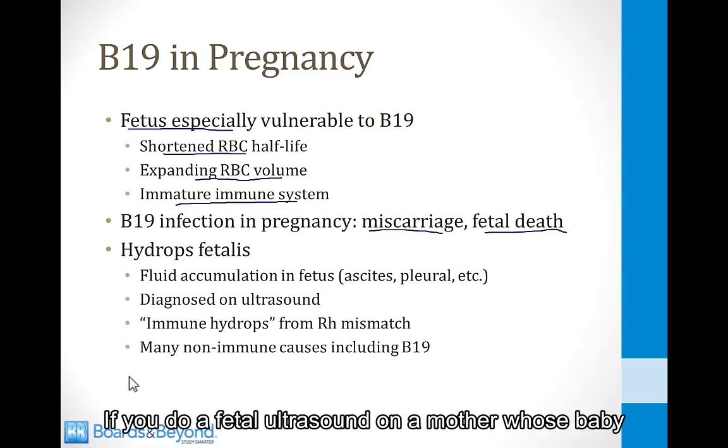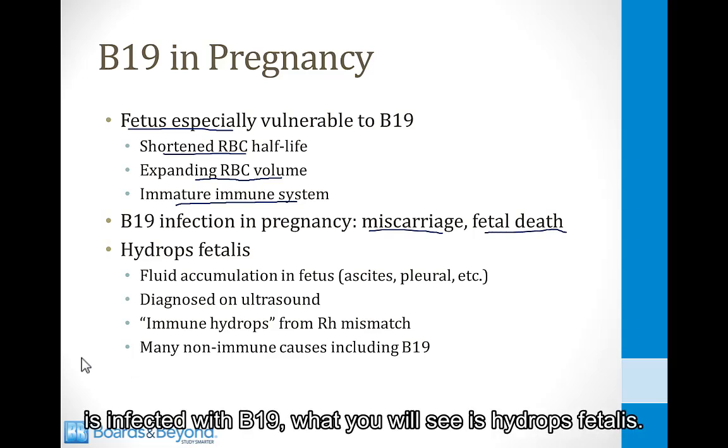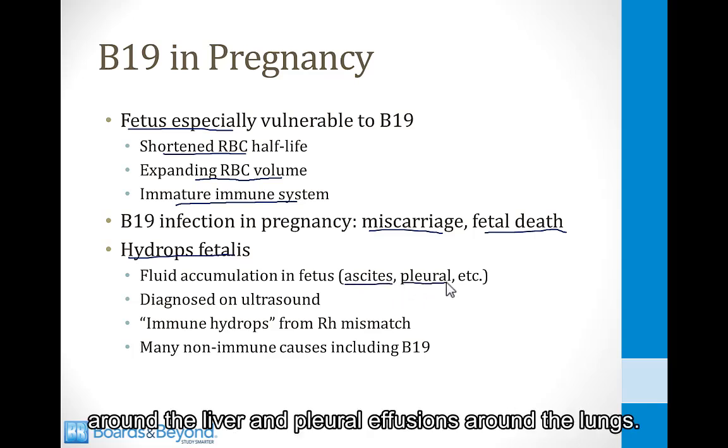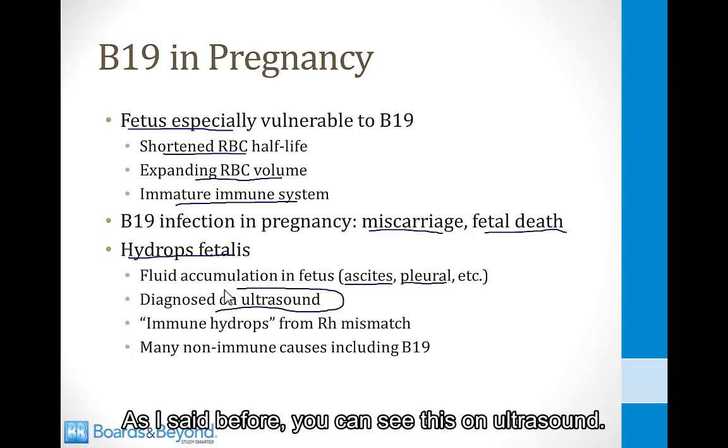If you do a fetal ultrasound on a mother whose baby is infected with B19, what you will see is hydrops fetalis. This is fluid accumulation in the baby, like ascites around the liver and pleural effusions around the lungs. As I said before, you can see this on ultrasound.